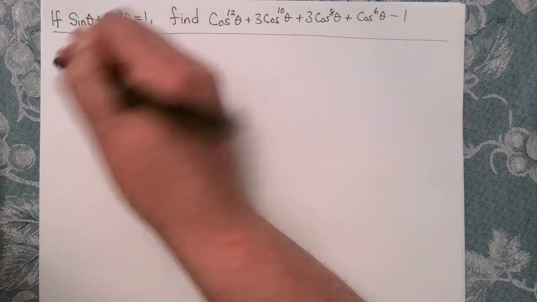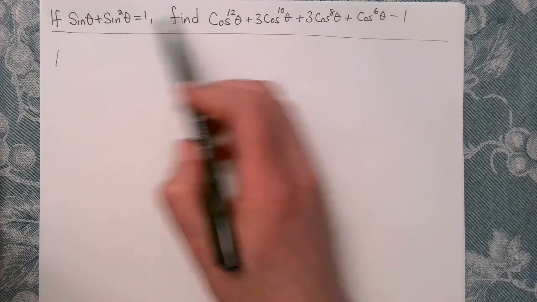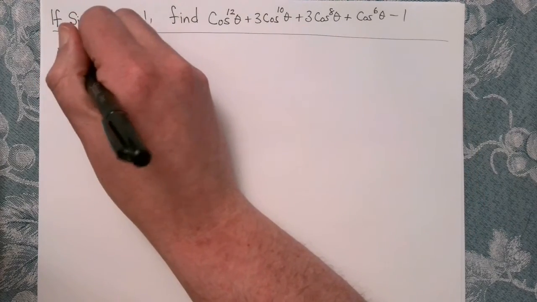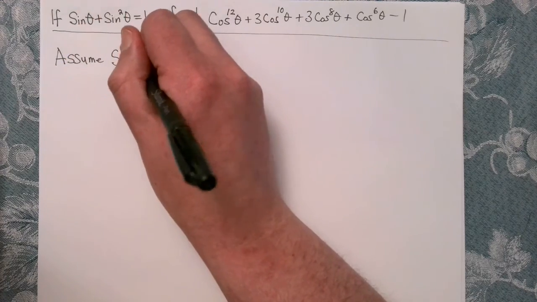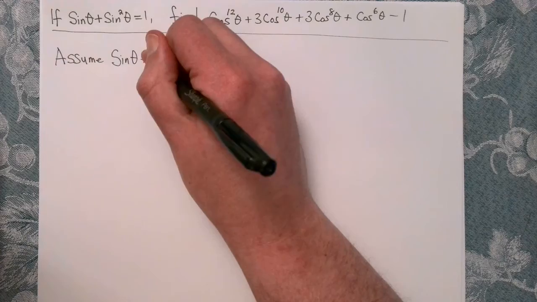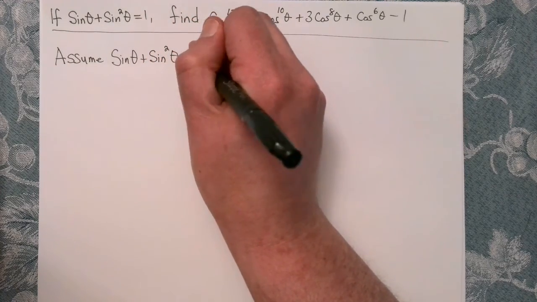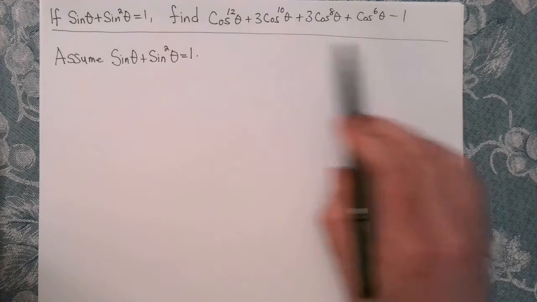So let's assume that sine of theta plus sine squared of theta is equal to 1. And under that assumption, we'll carefully find what this is equal to. So assume that sine of theta plus sine squared of theta is equal to 1. And let's start to investigate this.